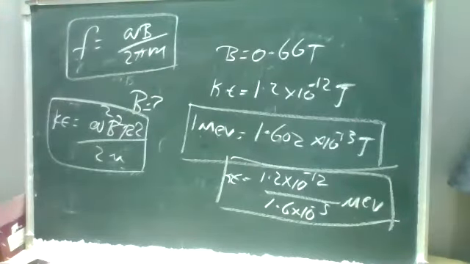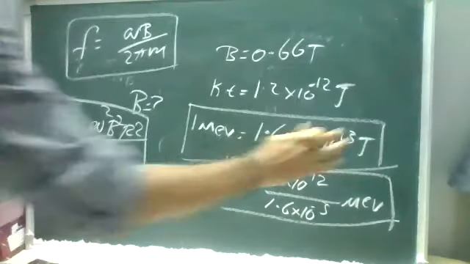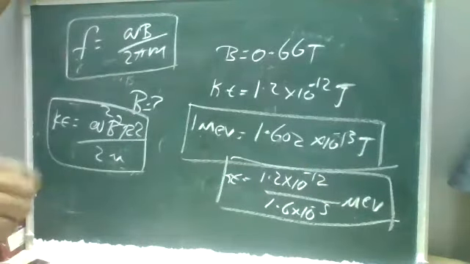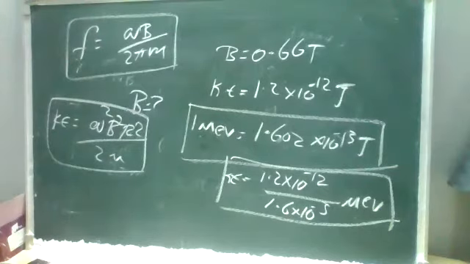1 mega electron volt is equal to 1.6 into 10 power minus 13 joules. Is it minus 3 or minus 13, sir? Minus 13, 10 power minus 13 joules.